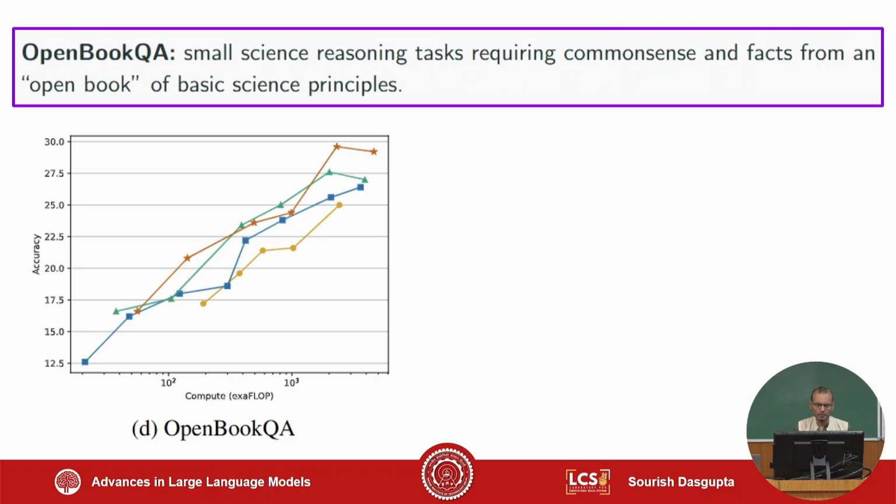This is the OpenBookQA task, where small science reasoning tasks are given, and you just have to extract the facts from an open book sort of a setup. So you are given an open book in terms of basic science corpora or data, and you need to answer certain factual science questions, kind of like quiz questions. And over there also you can see that it does pretty well as compared to others as you give it more compute.